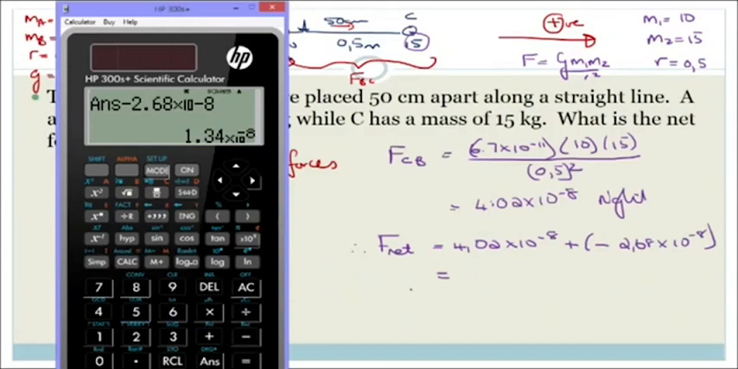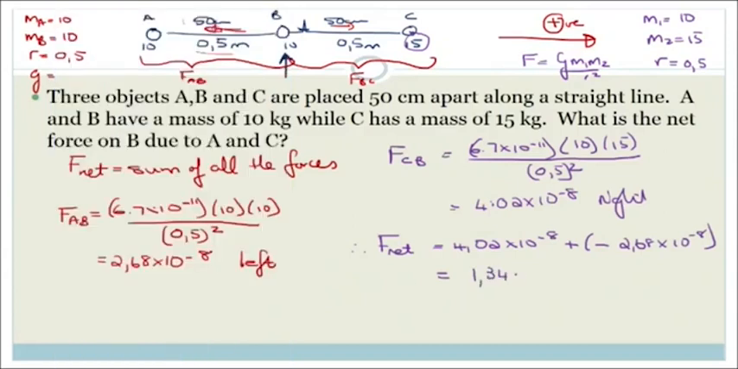1.34 times by 10 to the negative 8. Times by 10 to the negative 8 what? Newtons in which direction? To the right. Remember, there's a force. So you always, always, always have to give direction. Okay, right. Let's do another question.